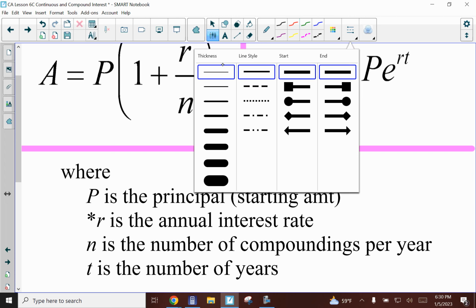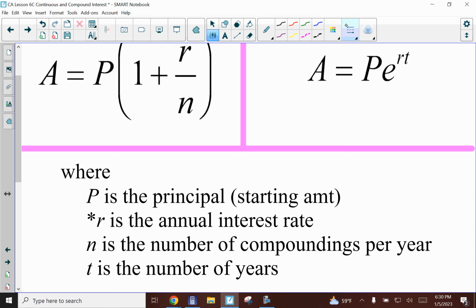So the first thing you need to know is the P. P happens in both of these formulas. So P is called the principal. Now the principal is a fancy bank way of talking about the starting amount. So if it says you put $8,000 into account, that means that your principal is $8,000.